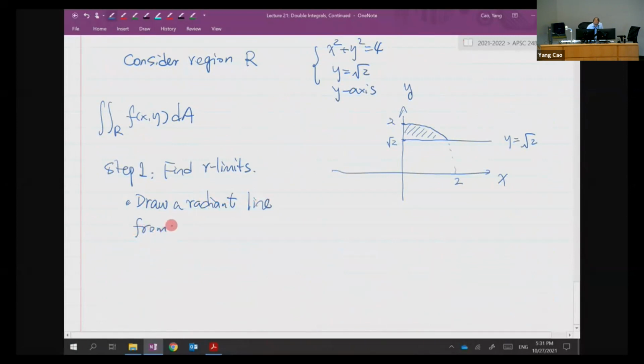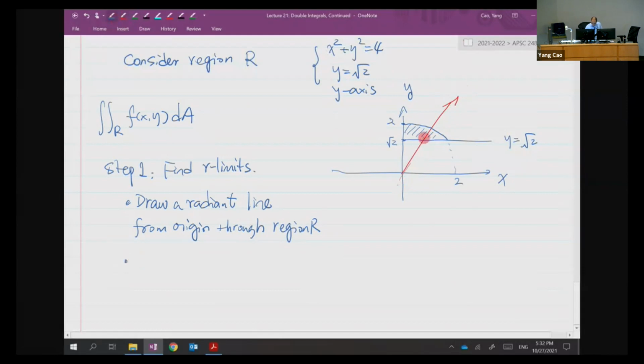from the origin through region R. So you draw a reading line like this through the region R. This one here is basically in what direction? In the r direction, right? You have the unit vector e_r representing the r direction. That's why we draw reading lines here.